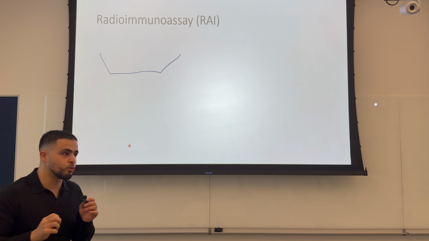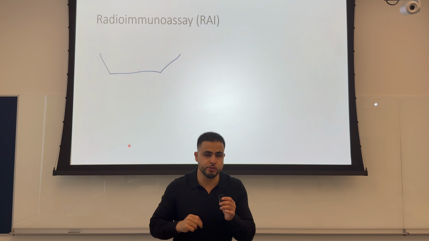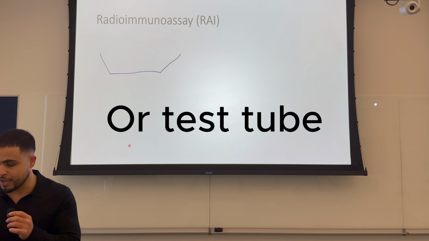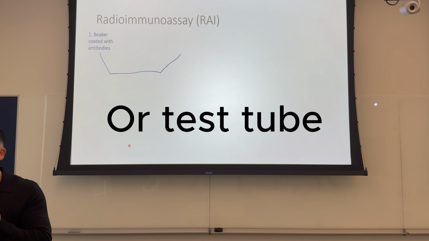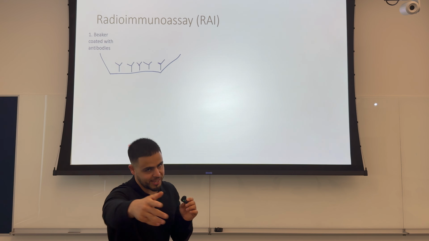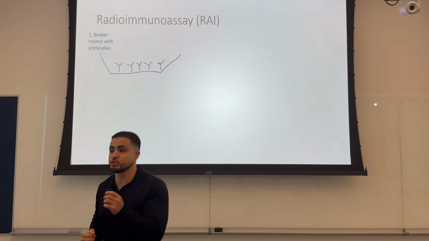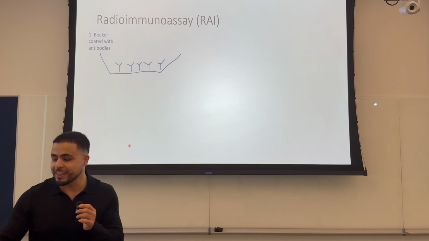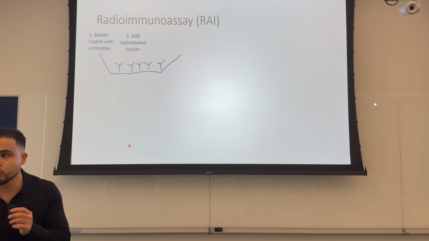Okay, let's move on to radioimmunoassay. This one's very straightforward. So the idea is over here we have our beaker or our flask, and then we coat it with antibodies, okay? We coat it with antibodies specific to, again, insulin, the protein of interest for us. So these antibodies will specifically only bind insulin, and then you add radio-labeled insulin.